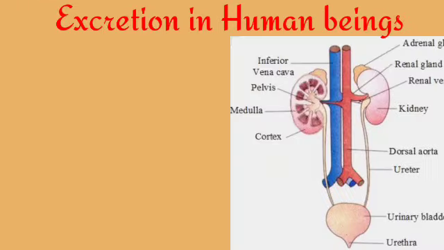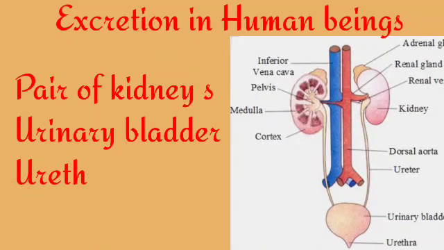Next is excretion in human beings. The process of digestion leading to energy production is an important process of our body. Various waste materials are formed during this process. So removal of this waste from the body is very important, and it is the excretory system that carries out this function. The human excretory system consists of a pair of kidneys, a pair of ureters, the urinary bladder and the urethra.